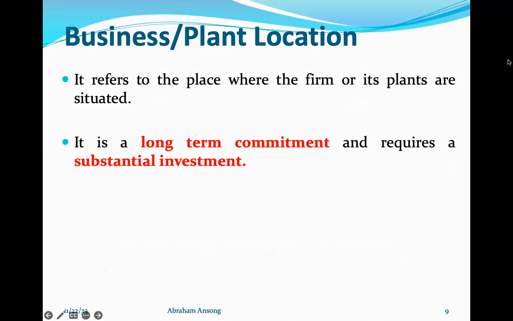Right, we come to the business or plant location. It refers to the place where the firm or its plants are situated. It is a long-term commitment and requires a substantial investment. So it's very, very important that you don't just get up out of feelings or desire to set up your business anywhere. Okay, it is very, very important to take certain factors into consideration before establishing a plant or setting up a business at a particular location.